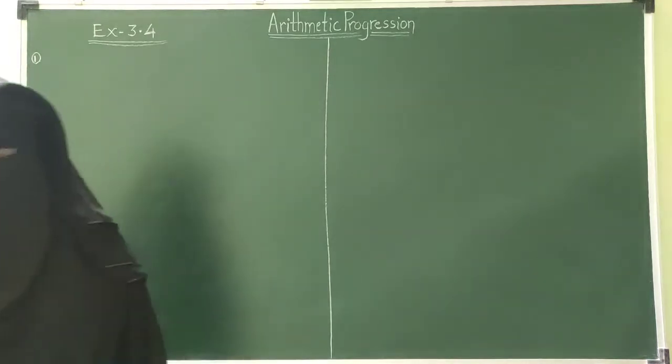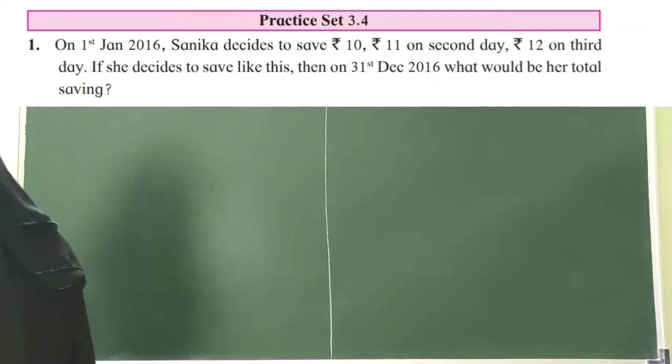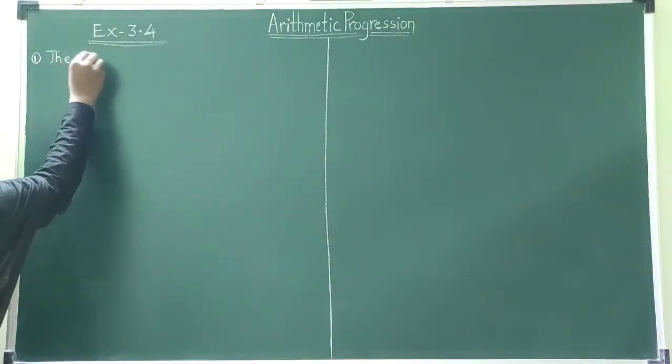See question number 1. On 1st Jan 2016, Sanika decides to save rupees 10, rupees 11 on second day, rupees 12 on third day. If she decides to save like this, then on 31st December 2016, what would be her total savings?